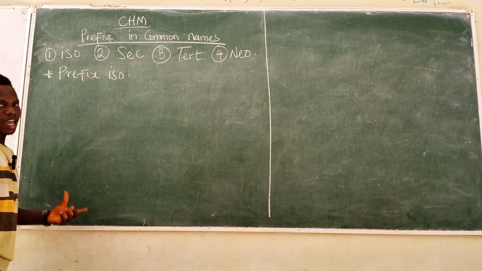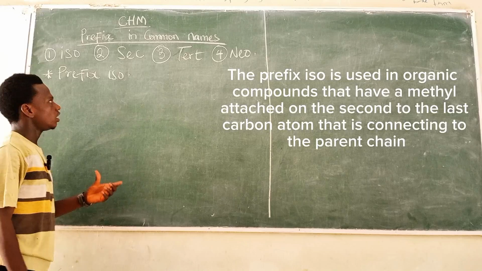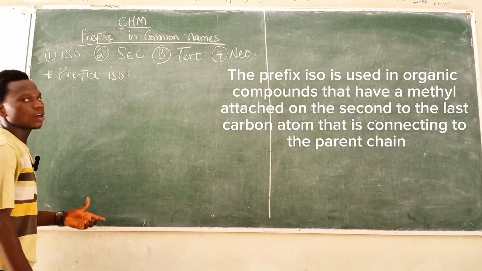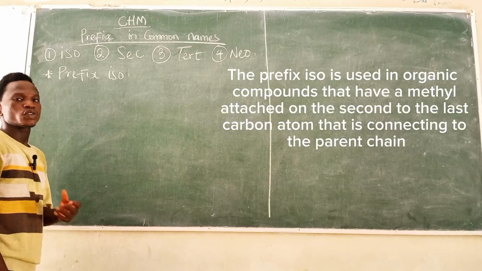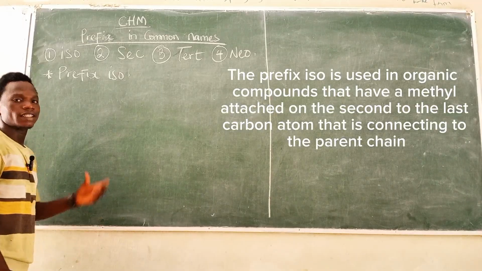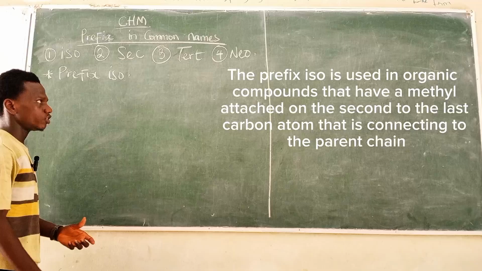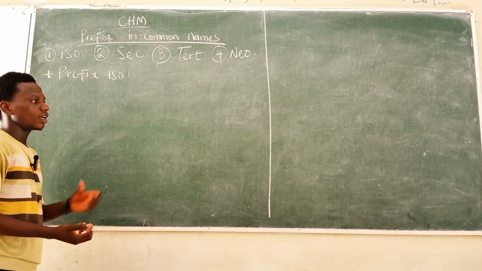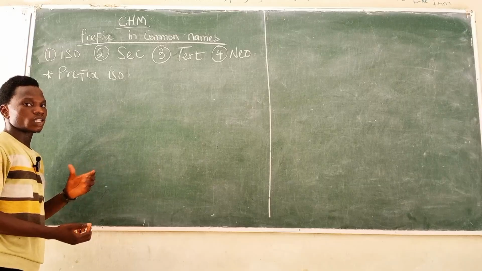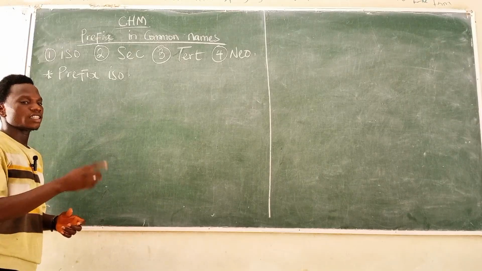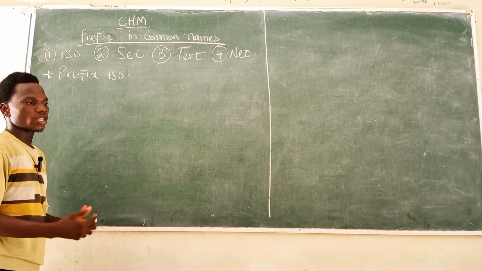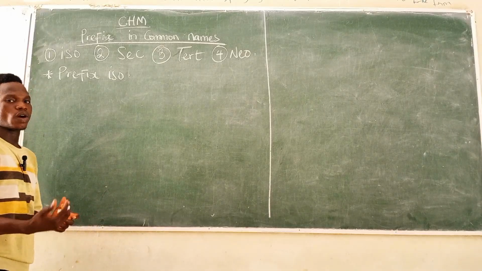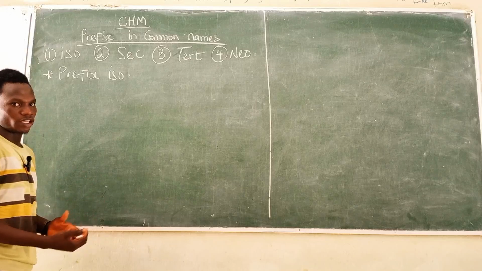Now, the prefix iso is used in organic compounds that have a methyl group attached on the second to the last carbon atom that is connecting to the parent chain. When you have a methyl group connecting to the second to the last carbon atom that is connecting to the parent chain of a particular organic compound, that is when you have the prefix iso being used.